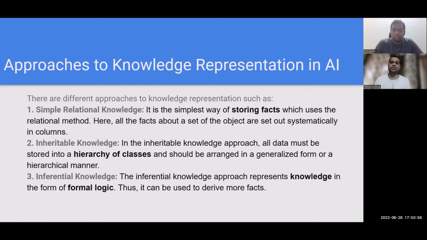Next, we have inheritable knowledge. It's like a hierarchy of classes. Think of the famous OOPS concept. From there we have one pillar called inheritance. It's like a parent class and a child class, where the child class inherits from the parent class. So this is the inheritable knowledge. All the information is stored in a hierarchy of classes.